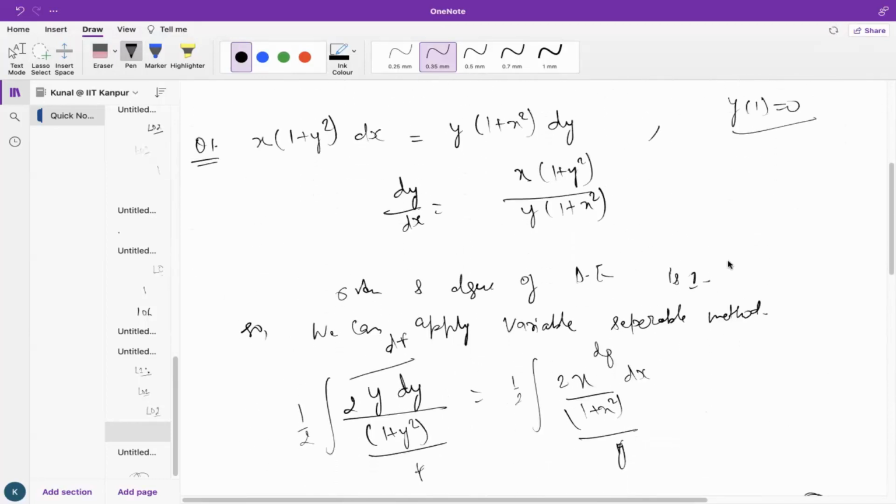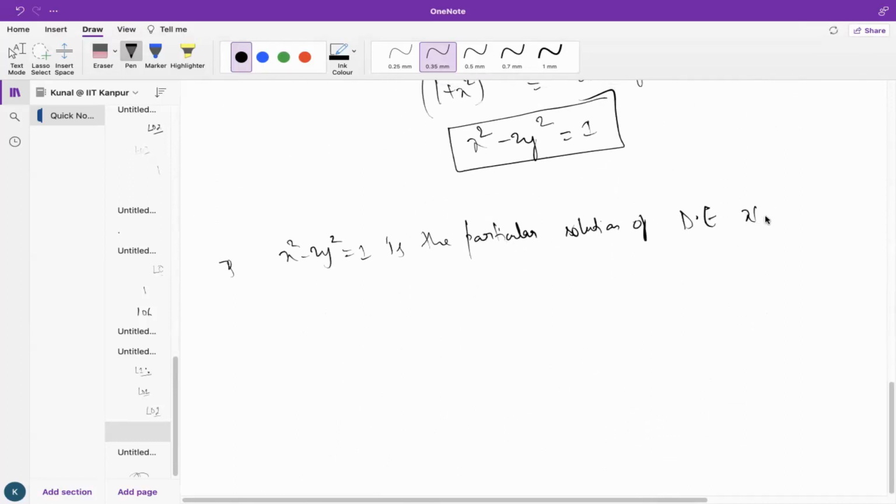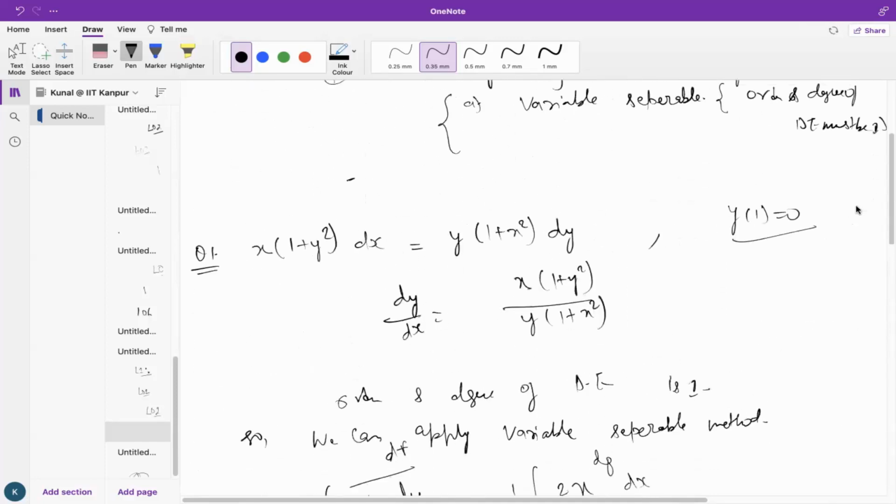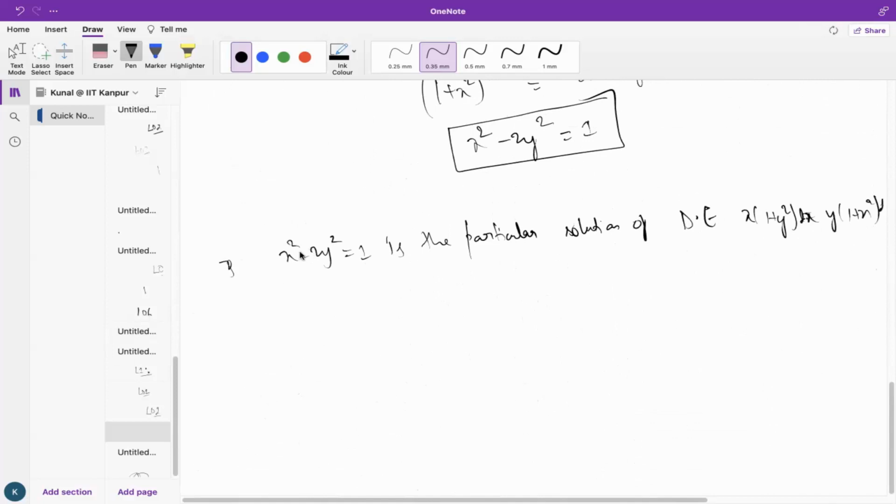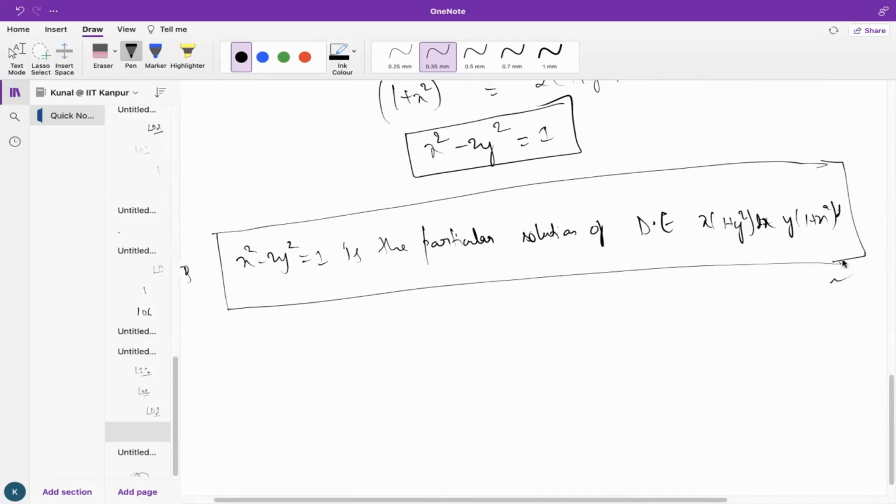This is nothing but x into 1 plus y square is equal to y into 1 plus x square. Okay, so its final particular solution, what is it? x square minus 2y square is equal to 1. So I hope this will be clear to you.